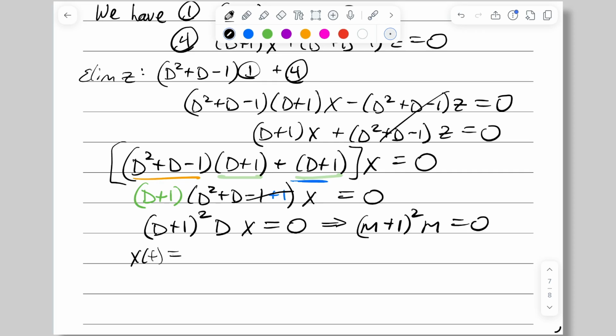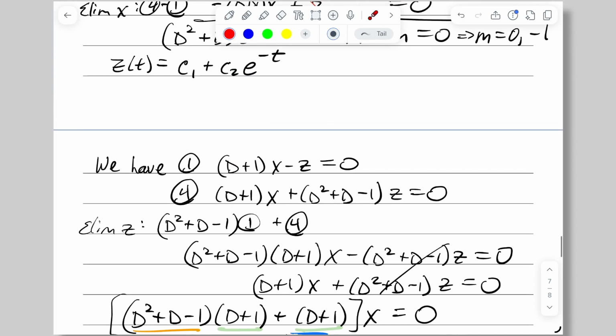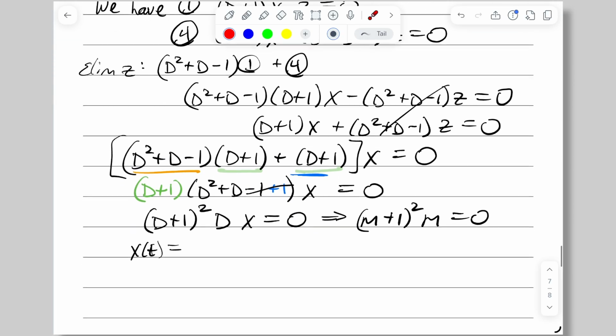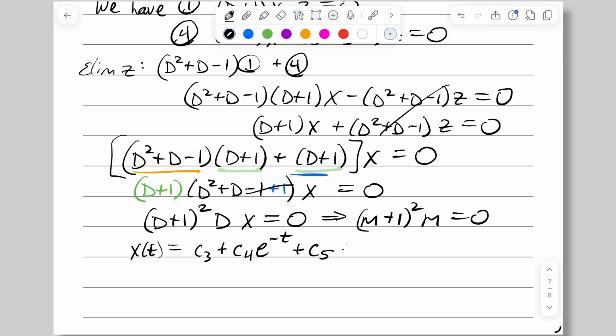x of t will then have a constant term from the m equals 0, but remember, we've already used c1 and c2. So at this point, we need to pick it up with c3. And then we've got plus c4 e to the -t. And because that -1 was repeated, we have plus c5 t e to the -t.